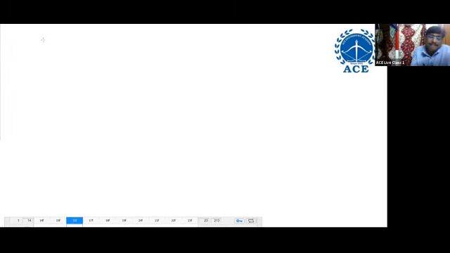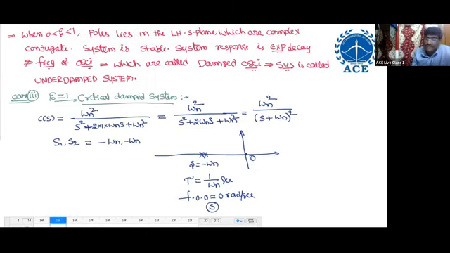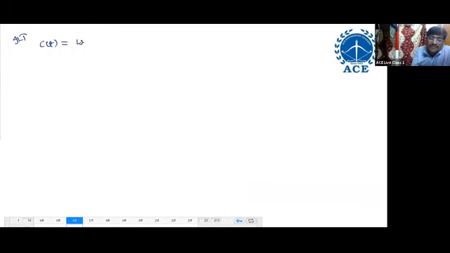What is C of t? Apply inverse Laplace transform. C of t is omega n square into t e power minus omega n t, into u of t.